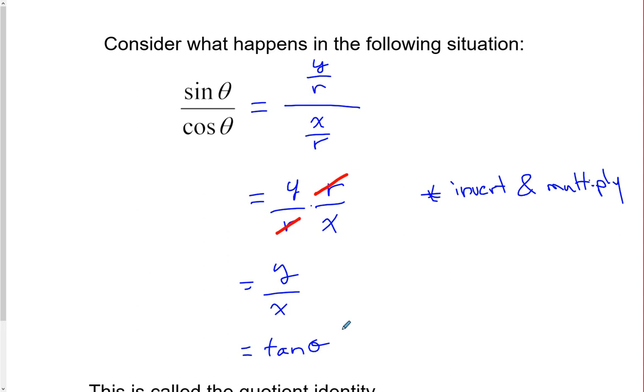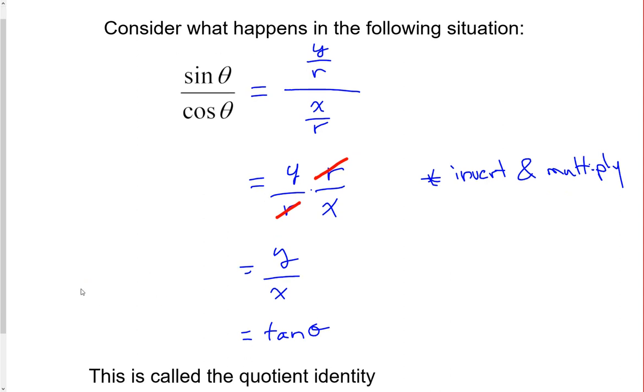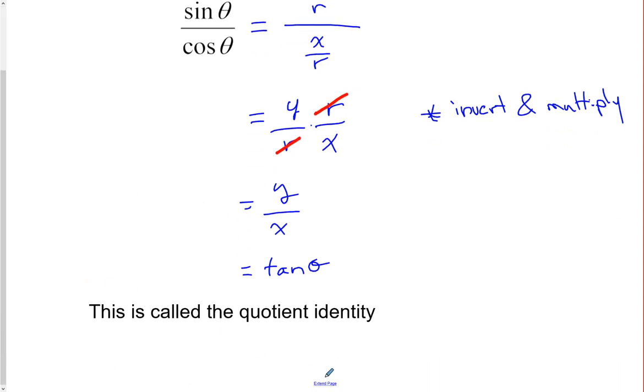So you can actually do that in your calculator. You can go sine of 32 degrees divided by cos of 32 degrees, and the answer you'll get is the tangent of 32 degrees. So sine and cos and tangent are all related to one another. This is called our quotient identity, that sine divided by cosine actually equals tangent.